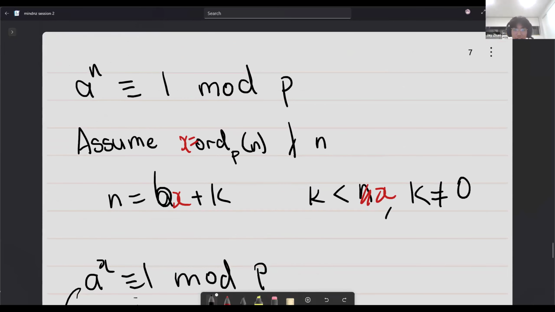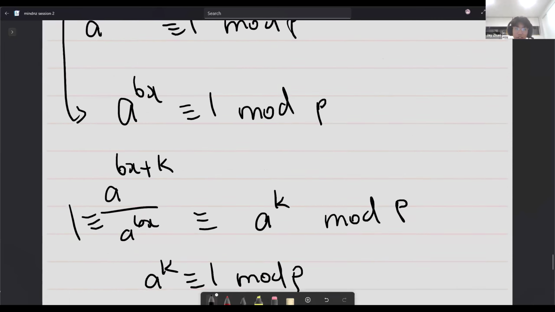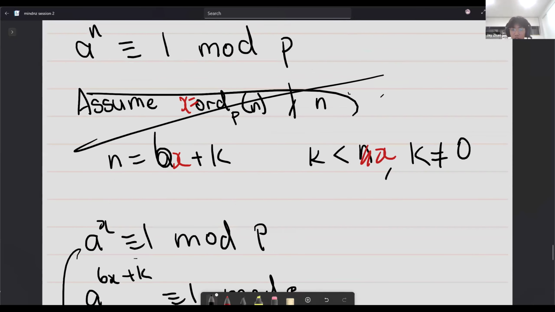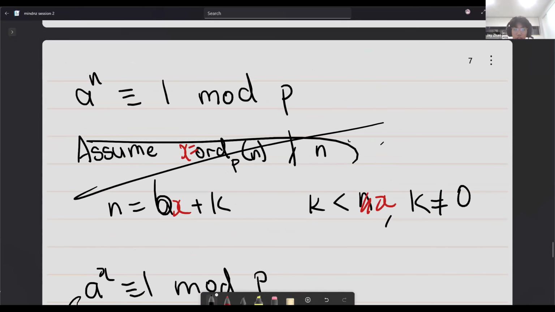So that means that this assumption here was not true, and this means that for any power of a that's congruent to 1, the power is always divisible by the order.